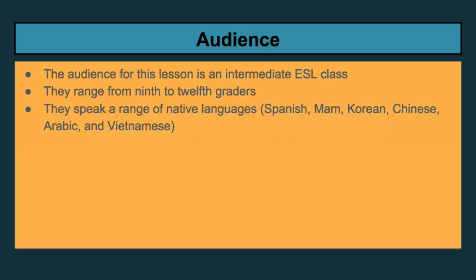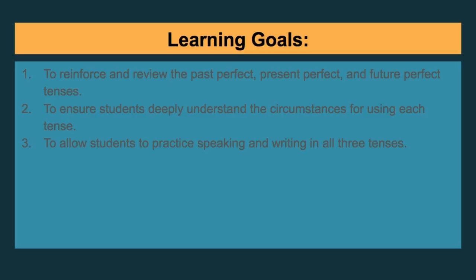They range from 9th to 12th graders, and they speak a wide range of native languages, including Spanish, Hmong, Korean, Chinese, Arabic, and Vietnamese. The learning goals for this project are to reinforce and review the past perfect, present perfect, and future perfect tenses, to ensure students deeply understand the circumstances for using each of those tenses, and to allow students to practice speaking and writing in all 3 tenses.